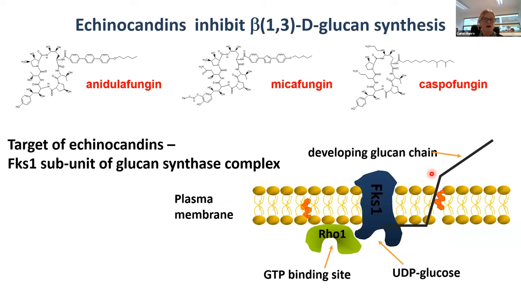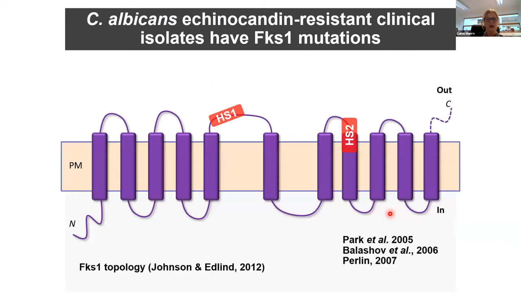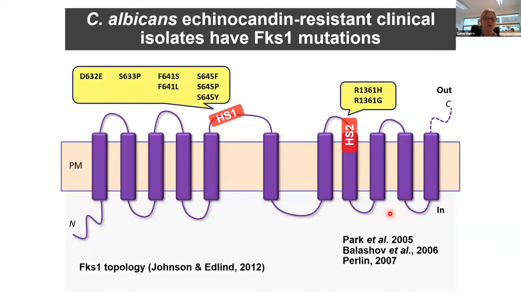The echinocandins are a successful drug to use in the clinic. They're very good at killing Candida albicans cells, and as I say, they inhibit FKS1, the catalytic subunit of the glucan synthase. Work from David Perlin and others has shown that specific hotspot mutations in the FKS1 protein can confer resistance to these echinocandins. It tends to happen only rarely with Candida albicans, but we do get resistance emerging in the clinic.